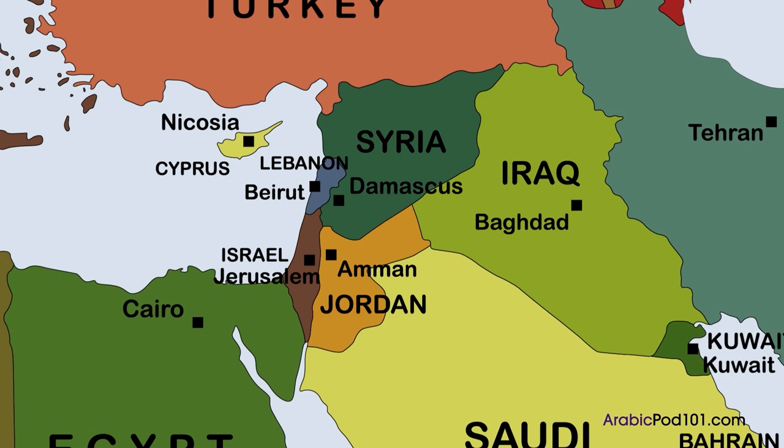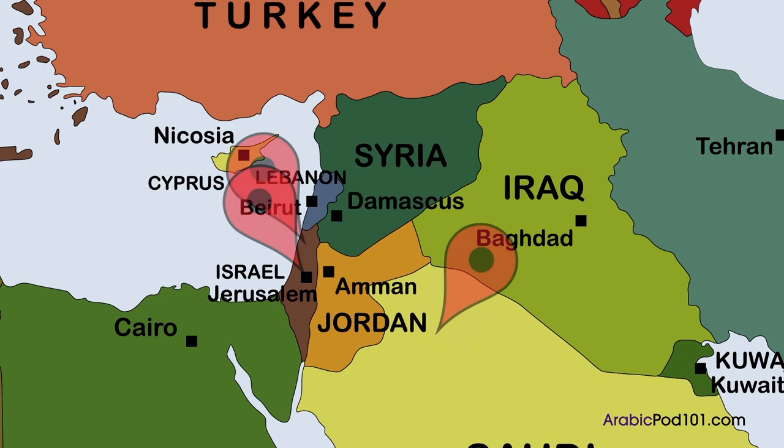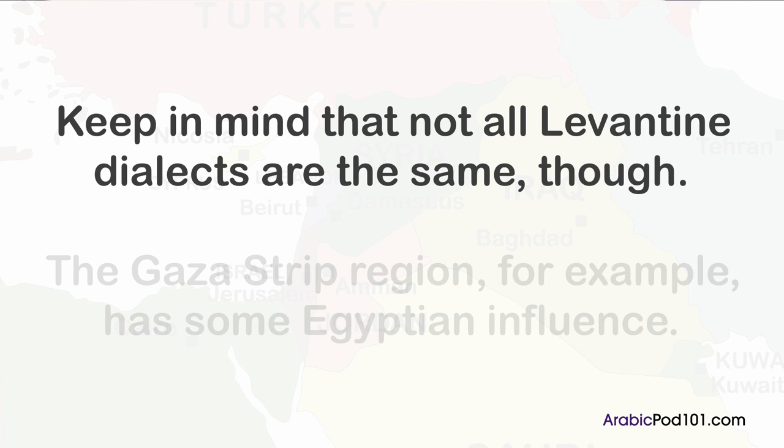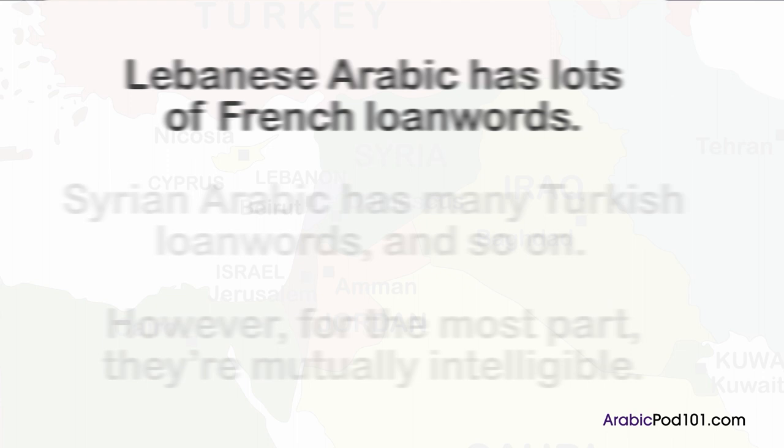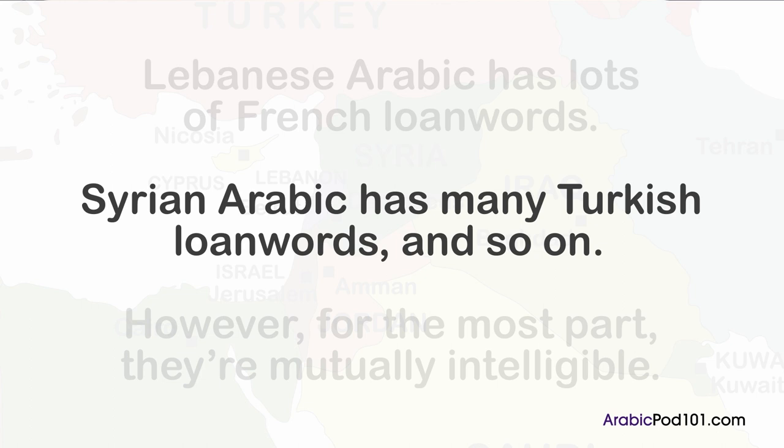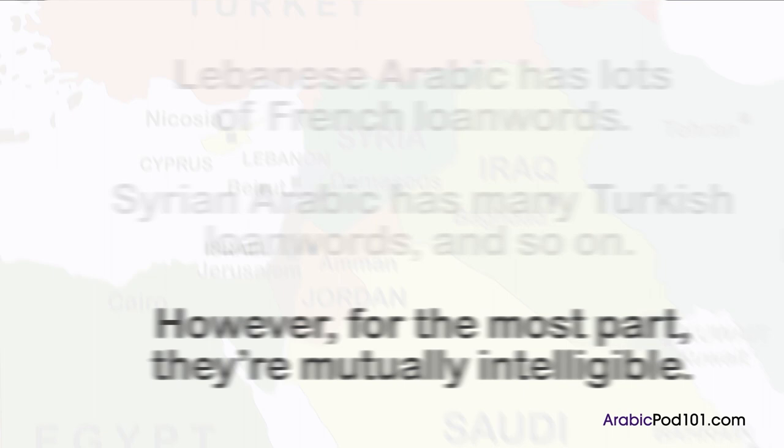Let's take a look at the Levantine region. This includes Palestine, Israel, Jordan, Syria, and Lebanon. Keep in mind that not all Levantine dialects are the same, though. The Gaza Strip region, for example, has some Egyptian influence. Lebanese Arabic has lots of French loanwords. Syrian Arabic has many Turkish loanwords, and so on. However, for the most part, they're mutually intelligible.